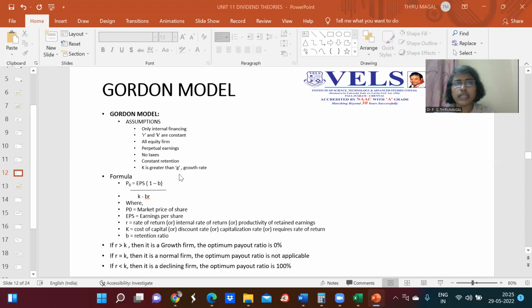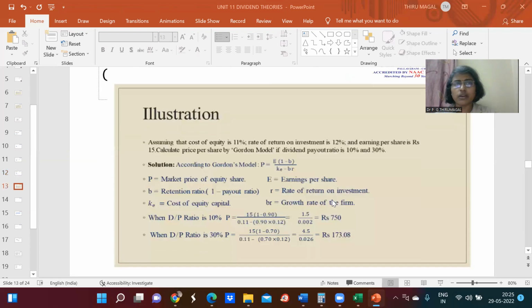So now the same assumptions that Walter has given apply here. When R is greater than K, it's a growth firm, and the optimum payout ratio is 0%. When R equals K, the optimum payout ratio is not applicable. Whereas when R is less than K, that is a declining firm, the optimum payout ratio is 100%. So now let's calculate some of the problems in the Gordon model.